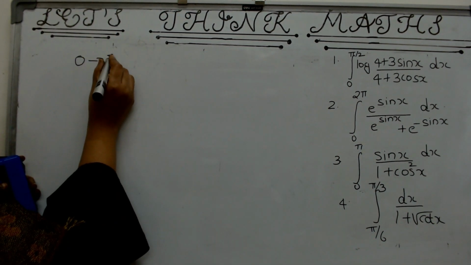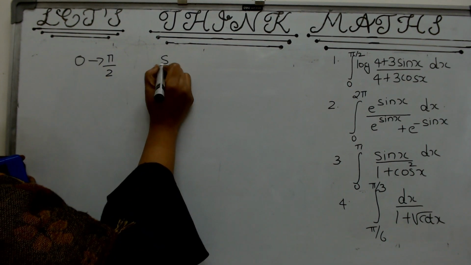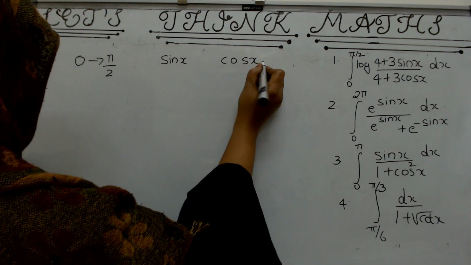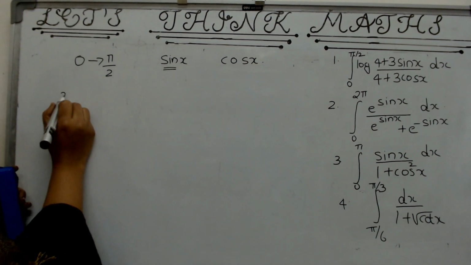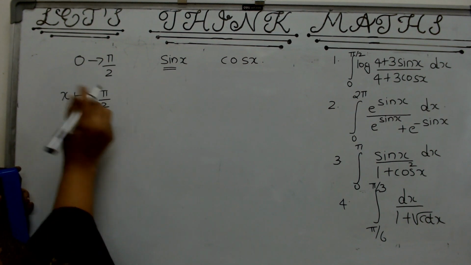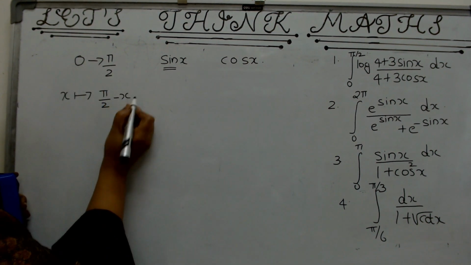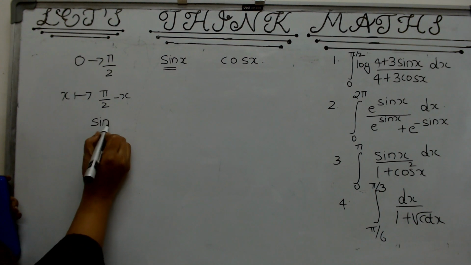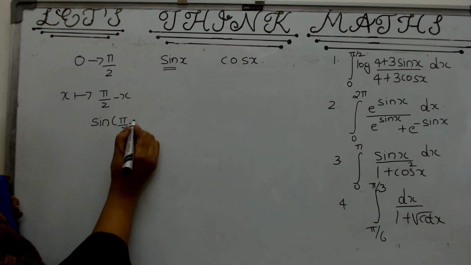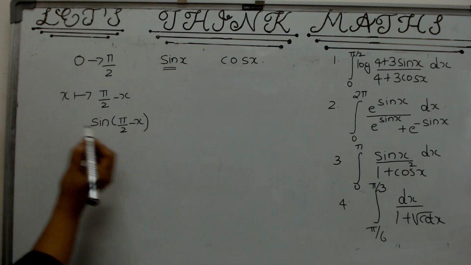Take the first example. It is from 0 to pi by 2. And just consider the functions sin x and cos x. In the first one, instead of x, let us substitute the sum of the limits minus x. Then what happens? Instead of x, put pi by 2 minus x.